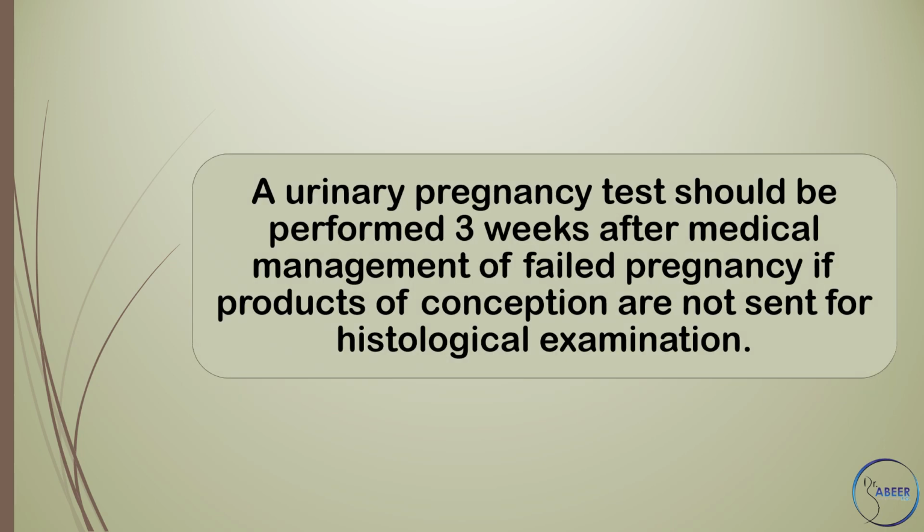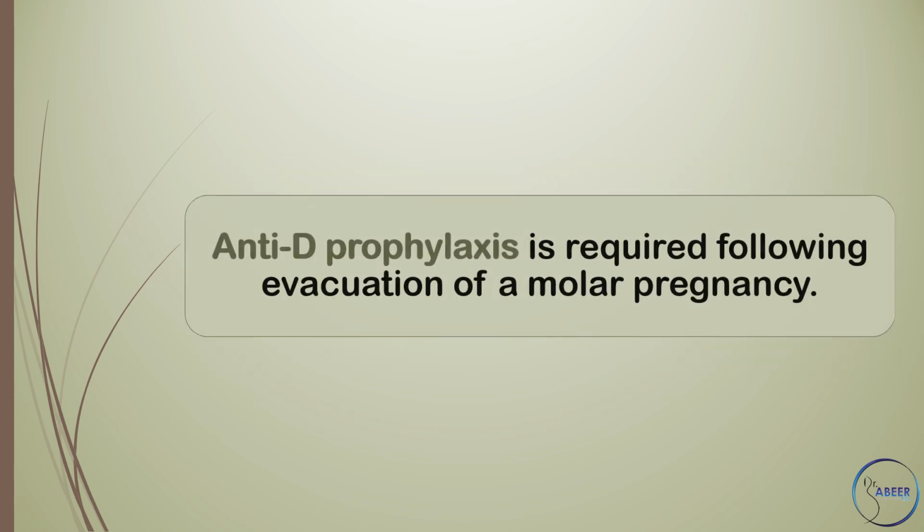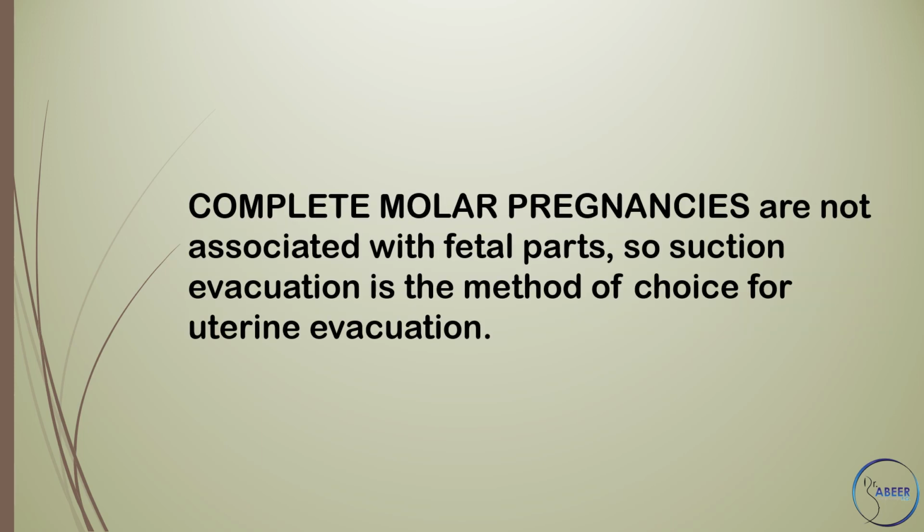A urinary pregnancy test should be performed 3 weeks after medical management of failed pregnancy if products of conception are not sent for histological examination. Anti-D prophylaxis is required following evacuation of a molar pregnancy. Complete molar pregnancies are not associated with fetal parts, so suction evacuation is the method of choice for uterine evacuation.